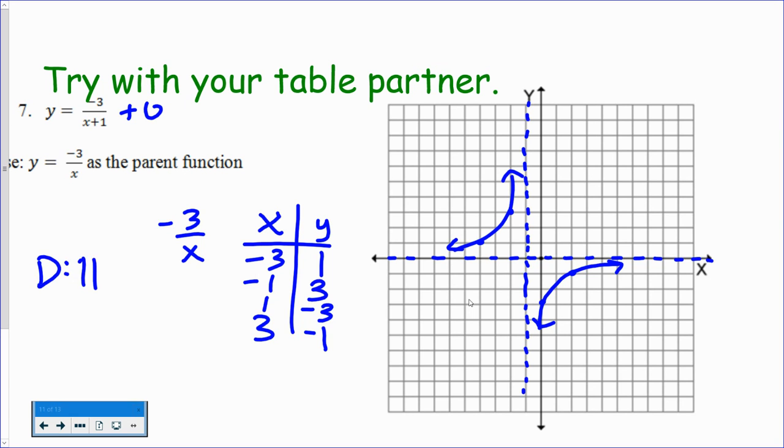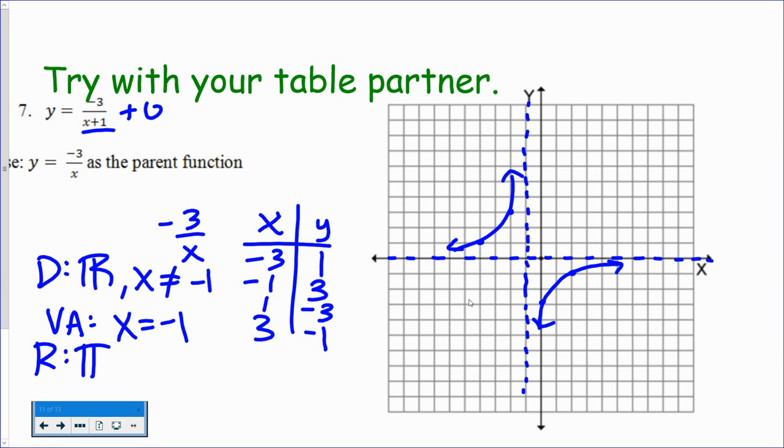Domain, anything but x could never equal -1. So that is my vertical asymptote, x equals -1. Range could be any number, but y could never equal 0. So that is my horizontal asymptote, the line y equals 0.